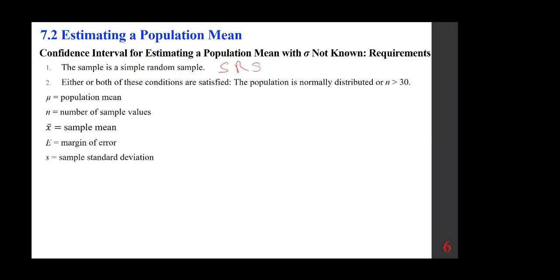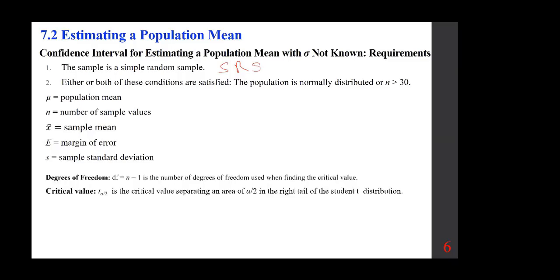By large, of course, we mean larger than 30. Mu is the population mean. N is the number of sample values, just the sample size or data. X bar is the sample mean. E is the margin of error, and S is the sample standard deviation. Now, we use DF, degrees of freedom, n minus 1, which is the number of degrees of freedom used when finding the critical value.